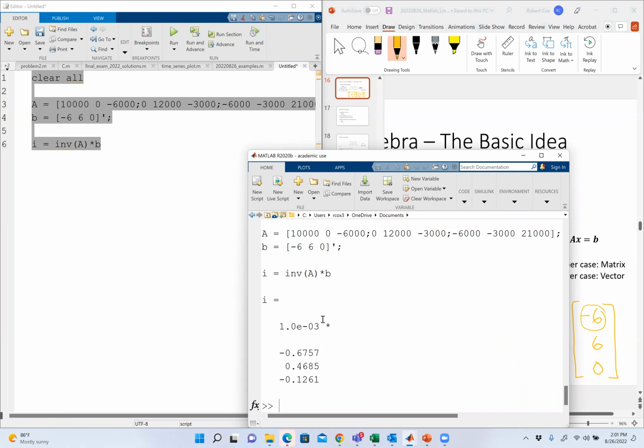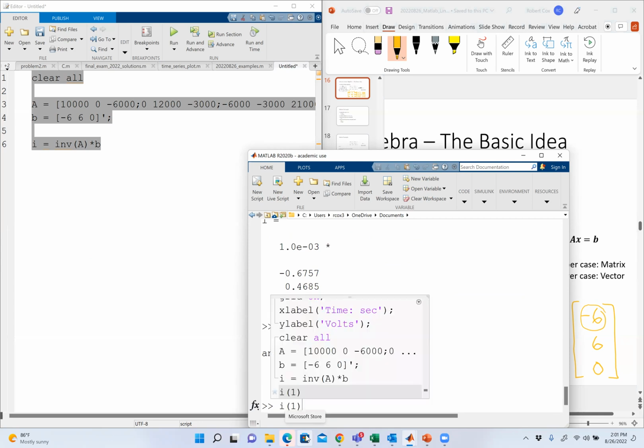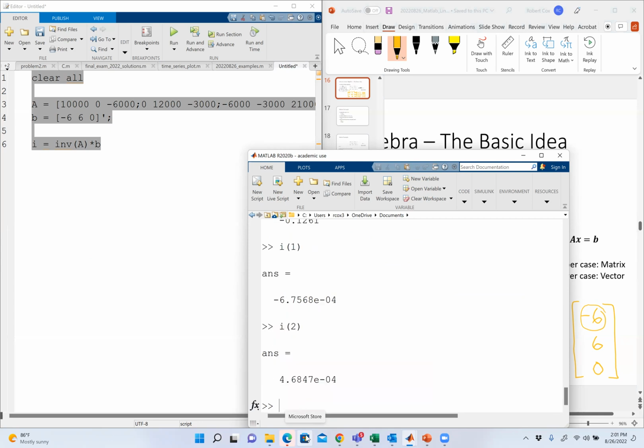To interpret what's in my output: it's a column vector, and it's saying I have 10 to the minus 3 times this answer, 10 to the minus 3 times this answer, and 10 to the minus 3 times this answer. It gave me my three currents. The first is I1, the second is I2, the third is I3. If I wanted to isolate them, I could ask what's I of 1? That's the first entry. I of 2 is the second entry. So I can isolate those values that way.